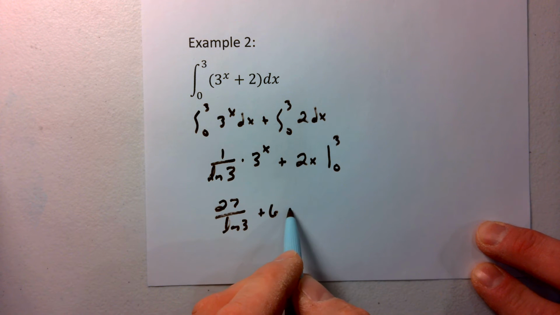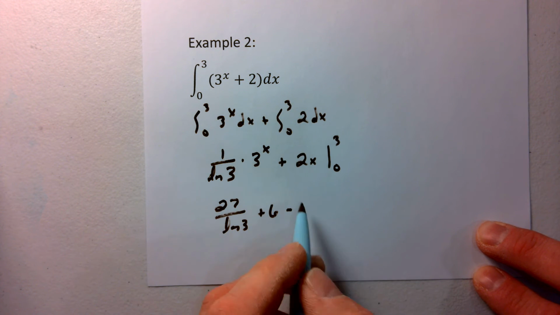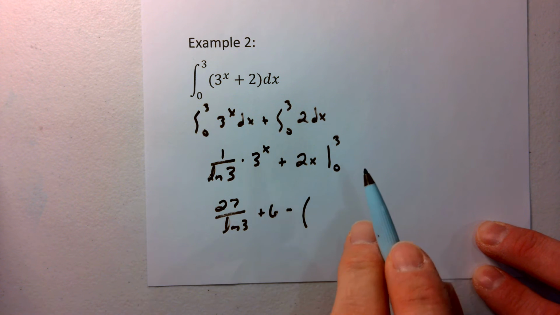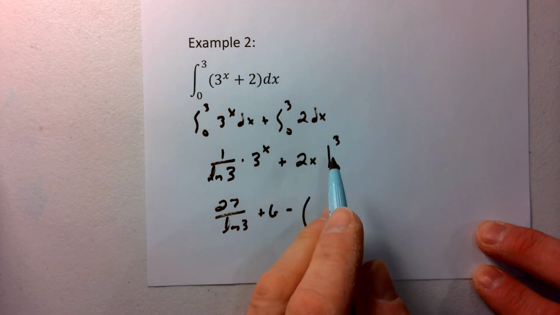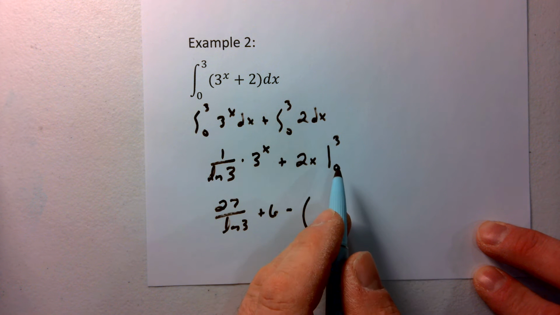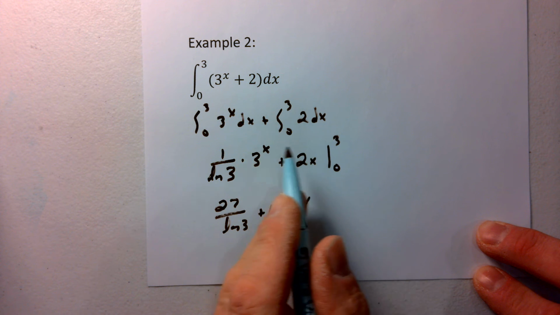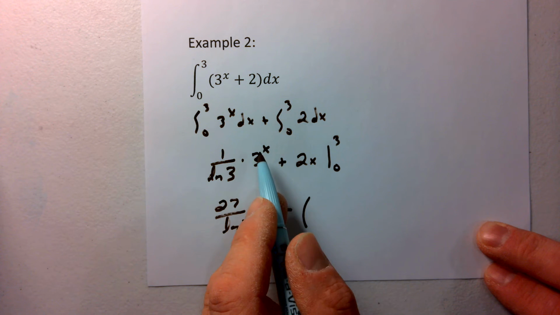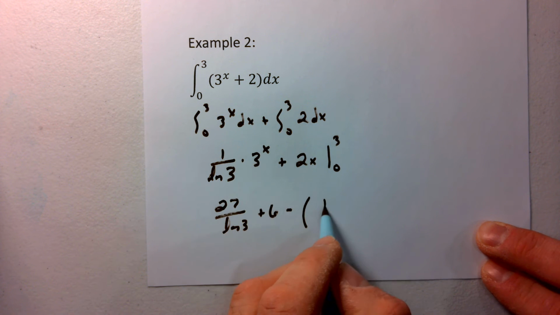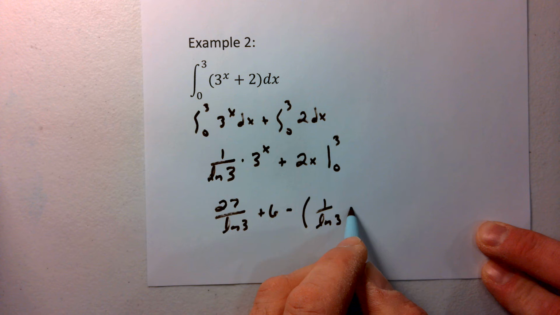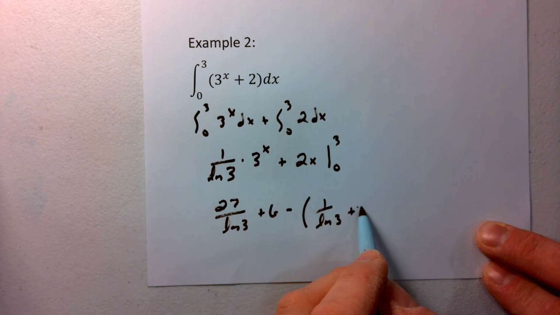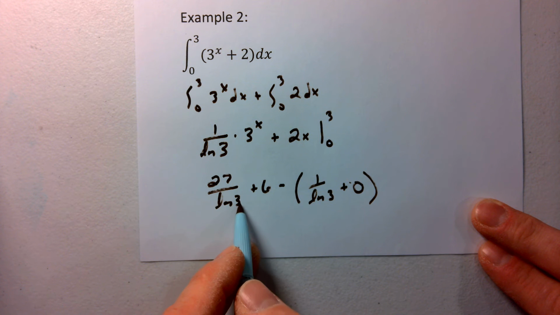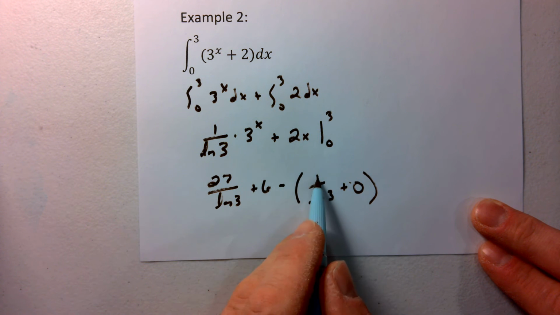3 to the third gives me 27, so I get 27 over the natural log of 3 plus 6 minus, and here we have to be very careful because when we plug in 0, we don't necessarily get 0 out. That's why I always remind you to take that number and plug it in to see what we get. Because 3 to the 0 here is 1, so I get 1 over the natural log of 3, plus when I plug in 0 here, I get 0.